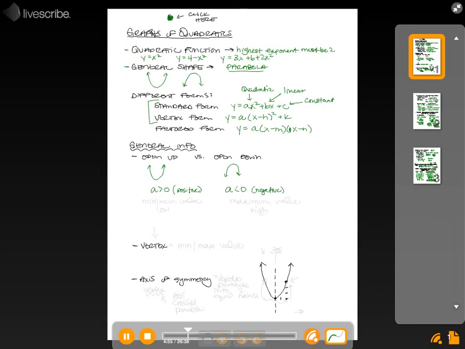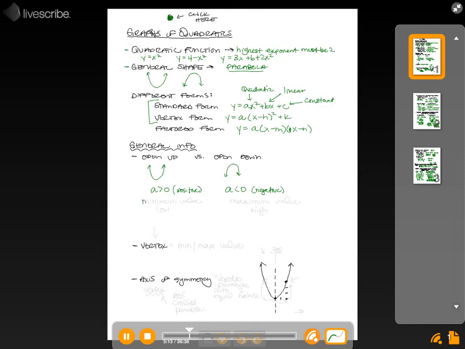Now if a is 0, 0 times anything would cancel the term out. We wouldn't have a quadratic term anymore. So then we would have a linear function, because we would just have bx plus c. So we have to have an a, and if a is positive, the parabola opens up. If a is negative, the parabola opens down.